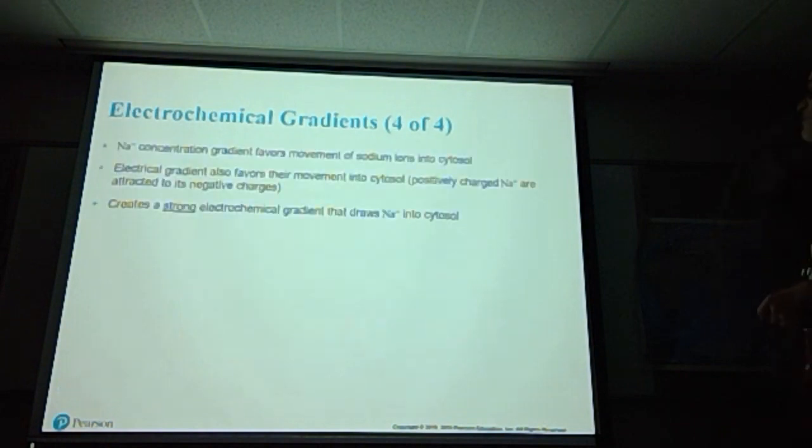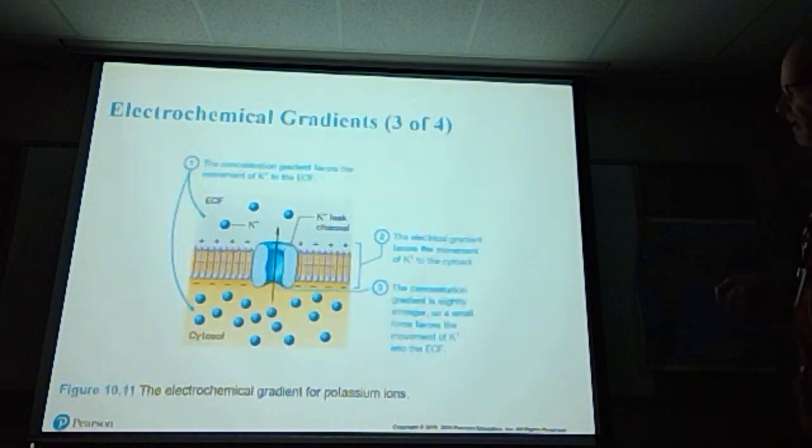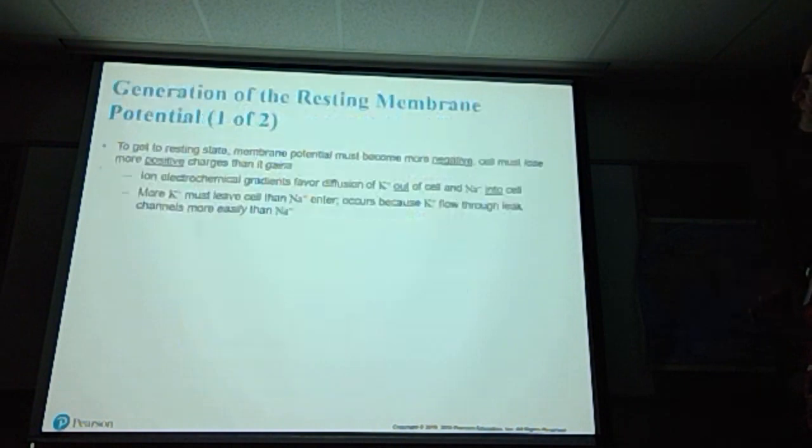The sodium concentration gradient favors movement of sodium ions into the cytosol. The electrical gradient also favors movement into the cytosol. Positively charged sodium ions are attracted to the negative charges. This creates a strong electrochemical gradient that draws sodium into the cytosol. And if we go back, again, there are all these positives. They're going to want to go this way.